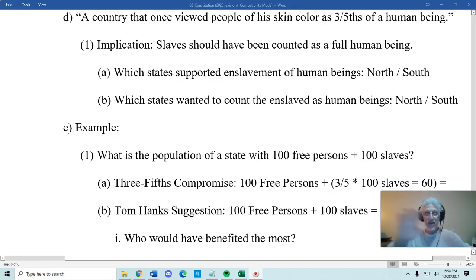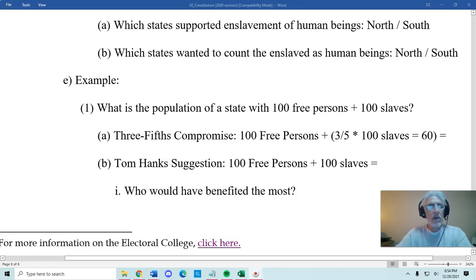Now, if you're thinking, whoa, this is like the opposite of what I was taught, right? Because I'm sure many of you were. I want you to look at this example and you'll see what I mean. We know what the 3/5 compromise says, right? So imagine we're coming up with an example. What's the population of a state that has 100 free people and 100 slaves? We're going to leave indentured servants out of this because it doesn't change the equation. If you use the 3/5 compromise, their population would be 160, right? The 100 free people plus 3/5 of 100 slaves is 60. So 100 plus 60 is 160.